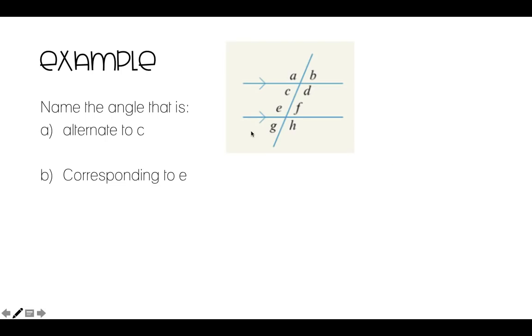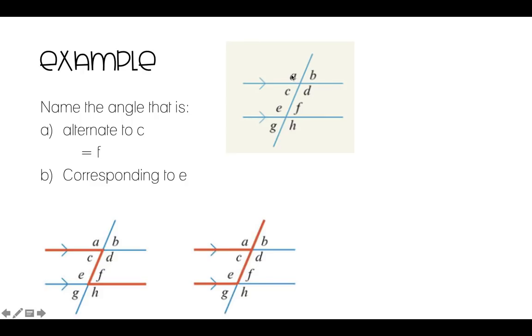So let's do some examples. So first, let's name the angle that is alternate to C. So alternate is within our Z, so alternate are essentially this little bottom one here. So we say F is alternate to C. Now corresponding to E, so corresponding is about the same position on our parallel line. So if this is it here, A would be corresponding, so we call it A. We call this our F shape as well.